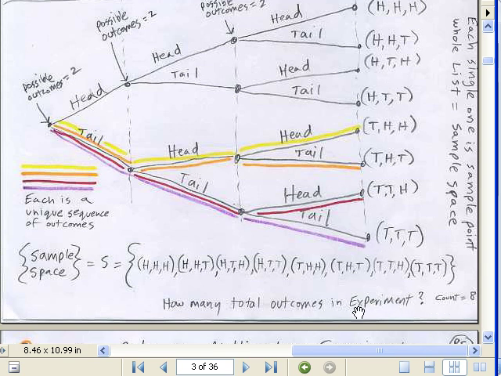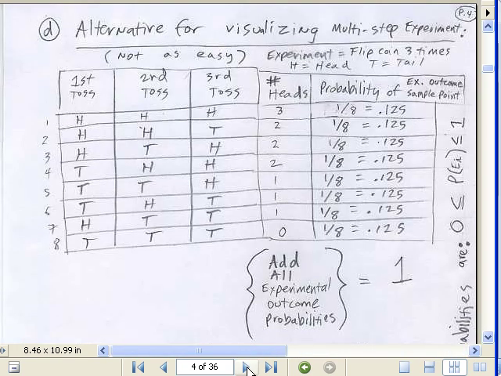But what if we couldn't count them on our fingers? Let's see if I can get this right. I click right there. All right. Before we look at that formula, this is just an alternative for visualizing multi-step experiments. I listed toss 1, 2, 3. And then I just listed them all: head, head, head, head, head, tail. We'll look at this example later. We'll actually do it in Excel.